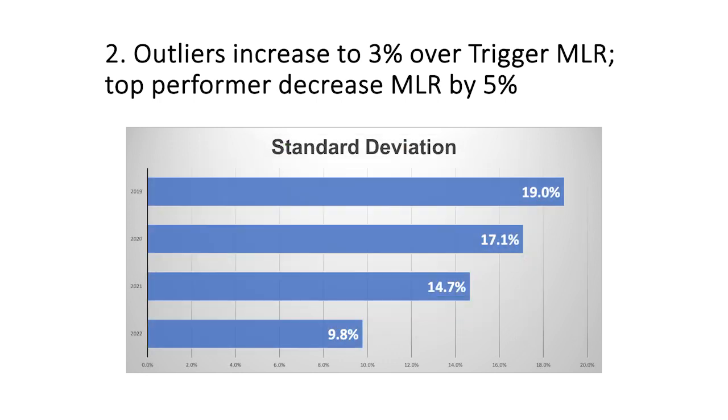And when we view the standard deviation, we start off with the 19% standard deviation, and it drops below 10%, to 9.8% in that 4-year time frame. So even with top performers making a slight decrease in their MLR, the overall trigger MLR is increasing significantly during that 4-year period.